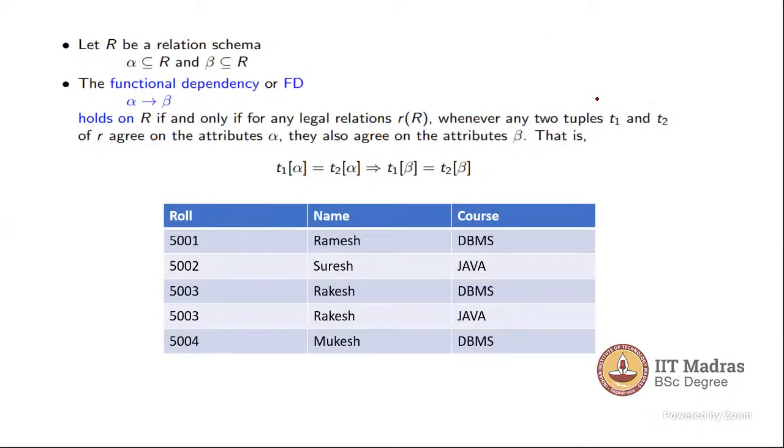Suppose R is any relation schema. If you say that alpha determines beta, it means that alpha and beta are subsets of the attributes of relation R. How do we read alpha arrow beta? If alpha uniquely determines beta, it means beta is dependent on alpha. Now, what does it mean that alpha uniquely determines beta?